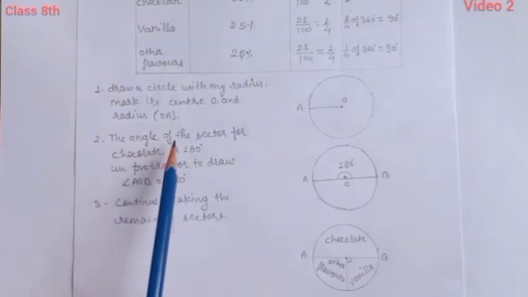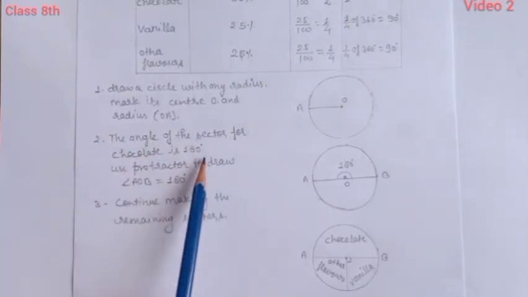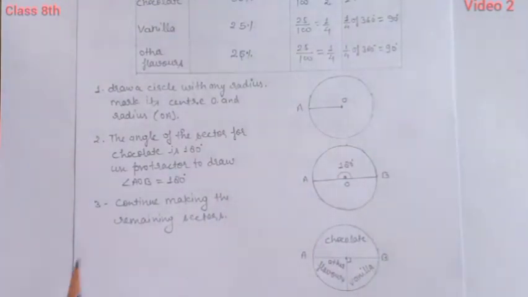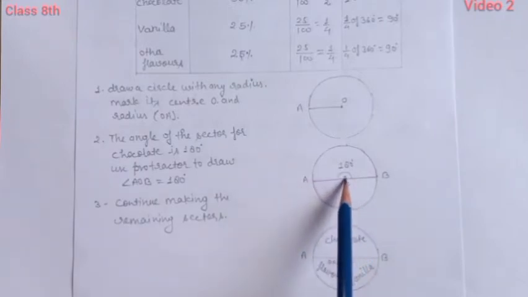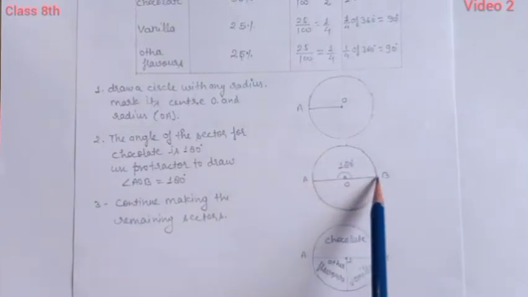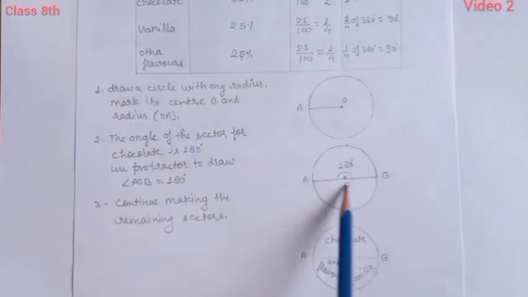Step 2: the angle of the sector for chocolate is 180 degrees, as we found above. Okay students, so use a protractor to draw 180 degrees here. From this place you take the protractor and draw 180 degrees. 180 degrees is just half of the circle also.